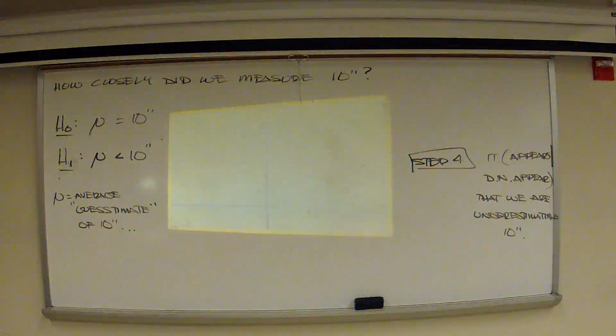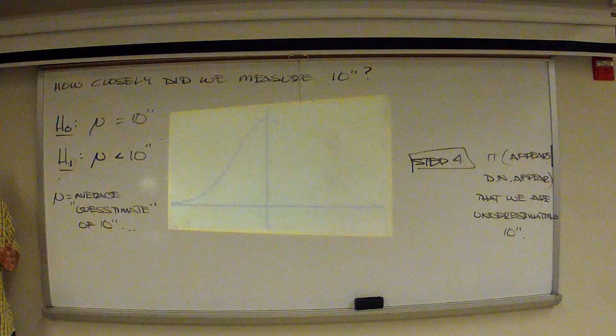Okay, actually I want to pause it real quick before I finish this. I'm going to run it again. As it's drawing, I want to ask you a question. If we are indeed underestimating 10 inches, where should the area be? Where's it going to be shading?